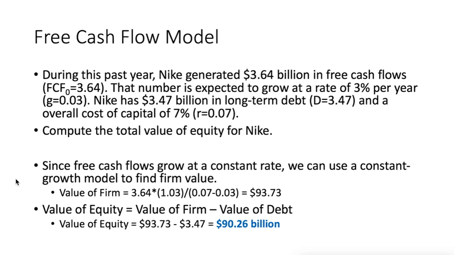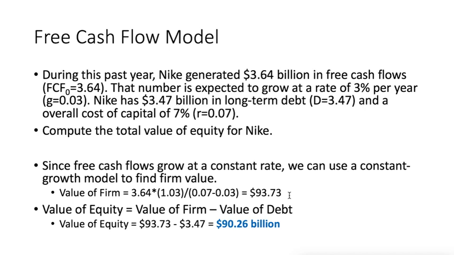So the first thing we're going to do is compute the total value of the firm using the free cash flows to the firm, right? And we're going to use a constant growth model, which means that we need the free cash flow not in time 0, but in time 1. So we multiply 3.64 by the growth rate, 1.03, and that gives us free cash flow in time 1. And then divide by the required return, or the cost of capital, 7% minus the growth rate, 3%. And that gives us a total value of $93.73. So this value represents the value of the firm.